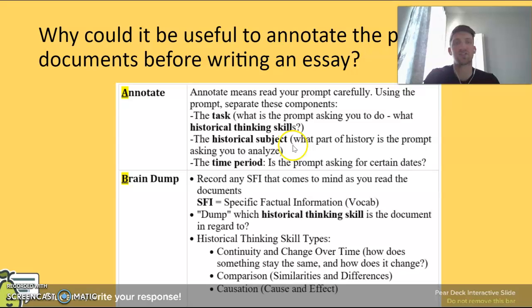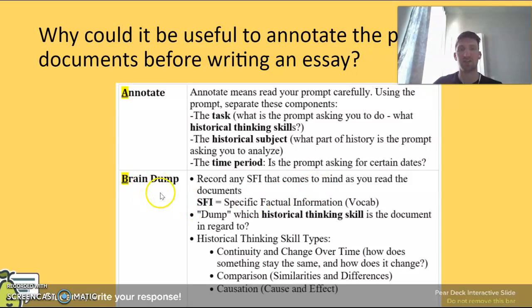What is the historical subject? So what part of history is the prompt asking you to analyze? So in other words, is it about Reconstruction? Is it about the Gilded Age? Is it about the beginning of American history? Is it about the New Deal? By the way, the one that you guys are going to have on Thursday is about the New Deal. And the time period. What are the dates that it's asking you for? Because that's really important because you want your essay to cover those exact dates.